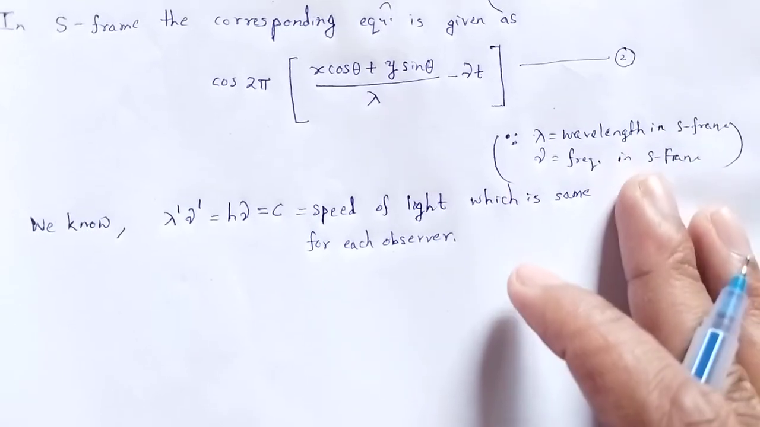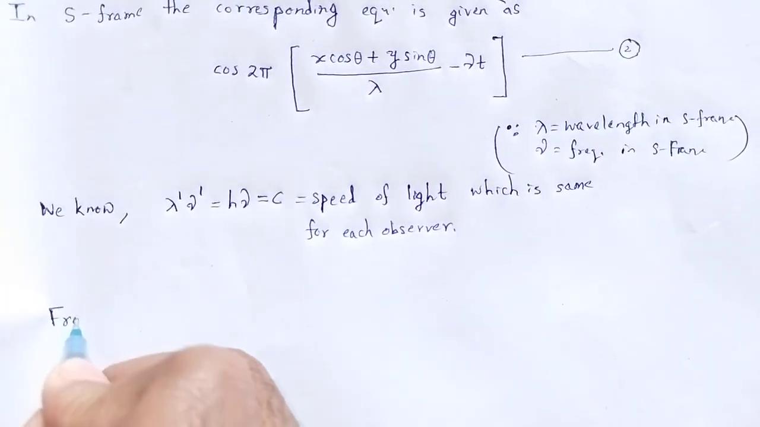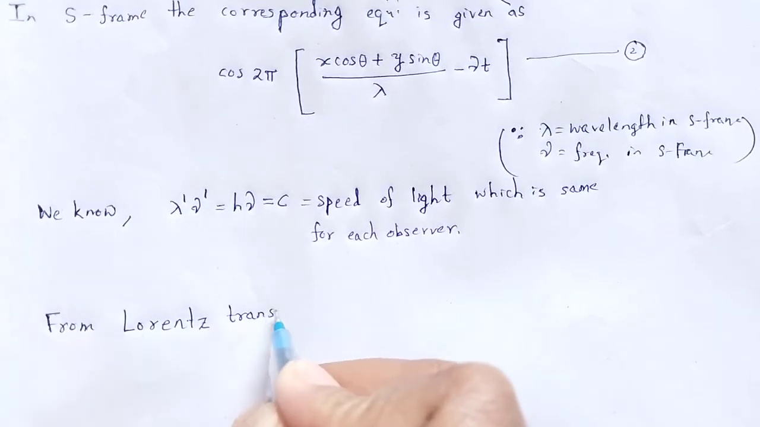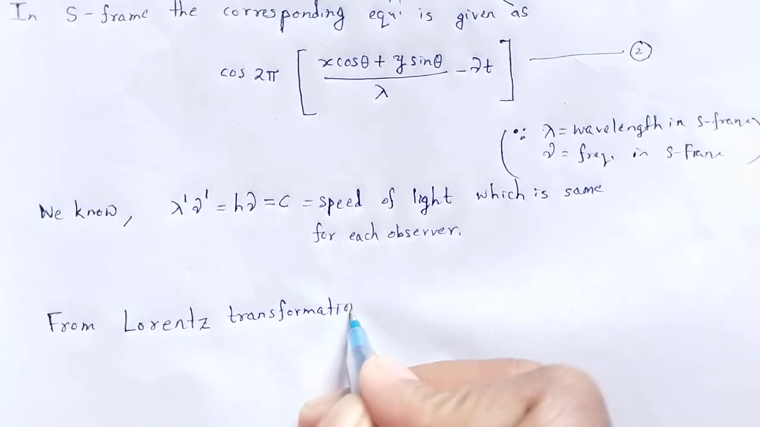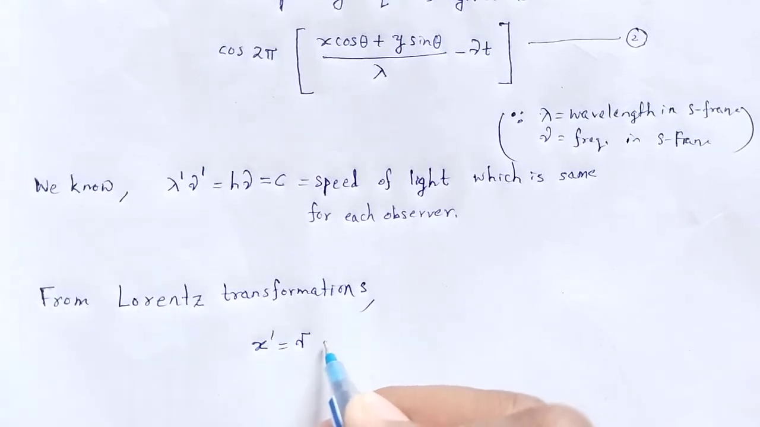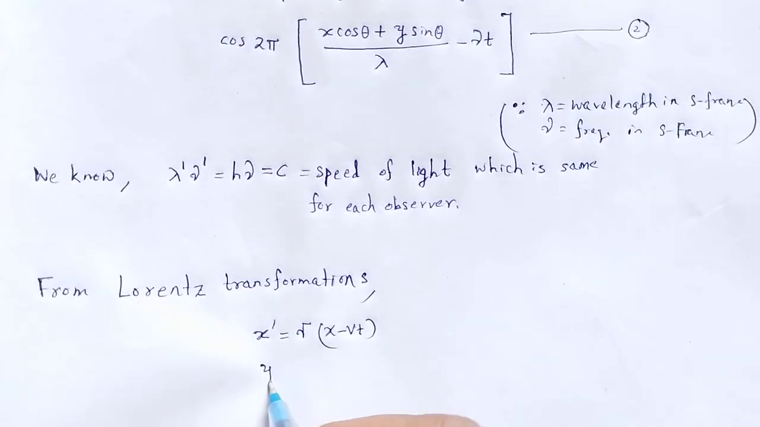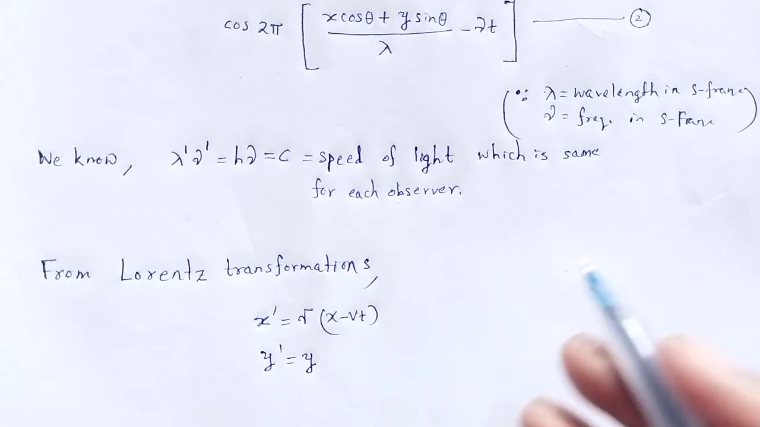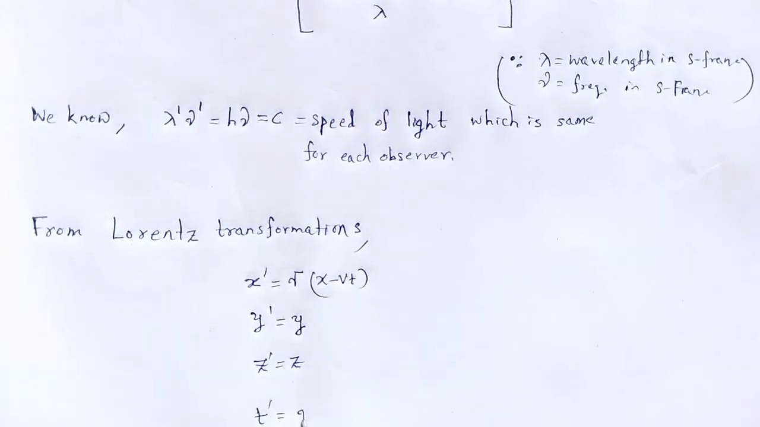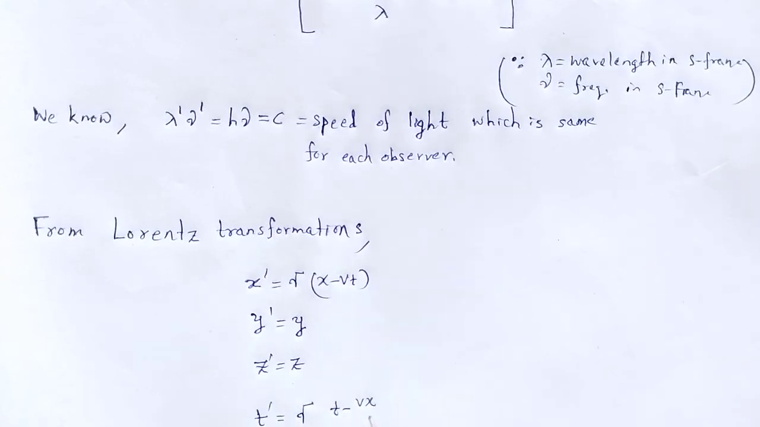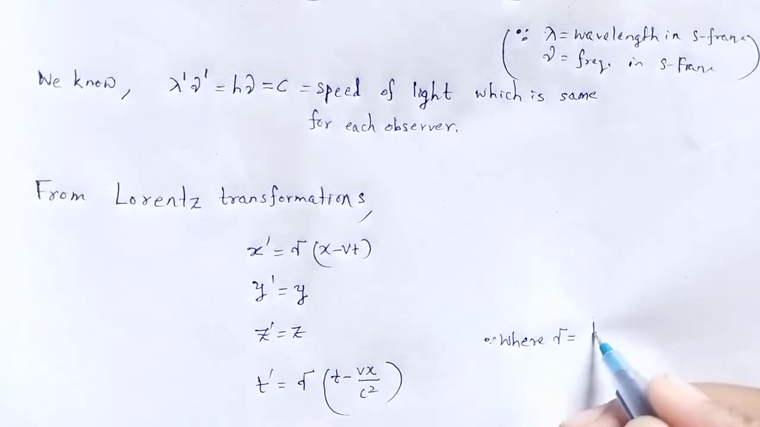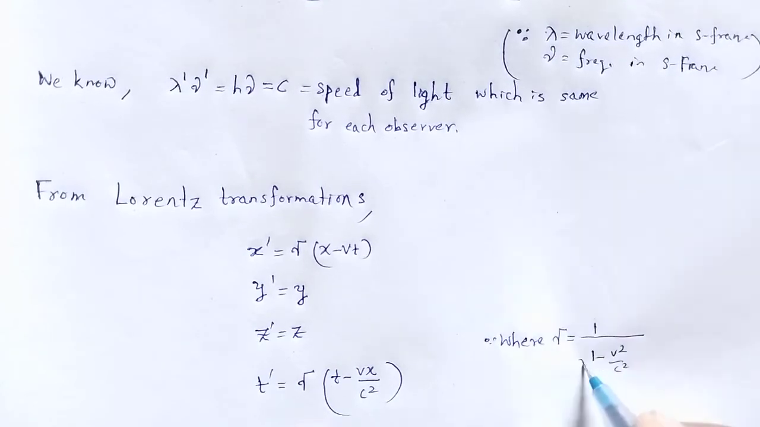Again, from the Lorentz transformations, x dash is equal to gamma times (x minus vt), y dash is equal to y since the motion is along the x direction, z dash is equal to z, and t dash is equal to gamma times (t minus vx by c square), where gamma is equal to 1 by the square root of (1 minus v square by c square).